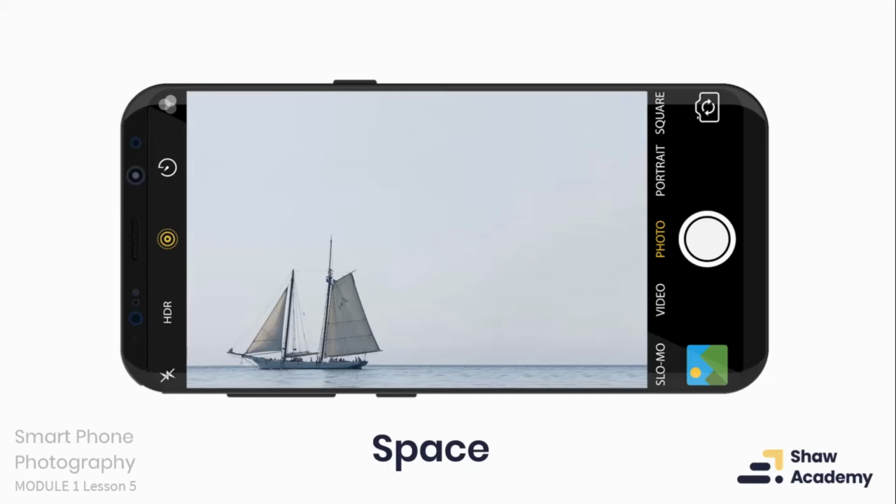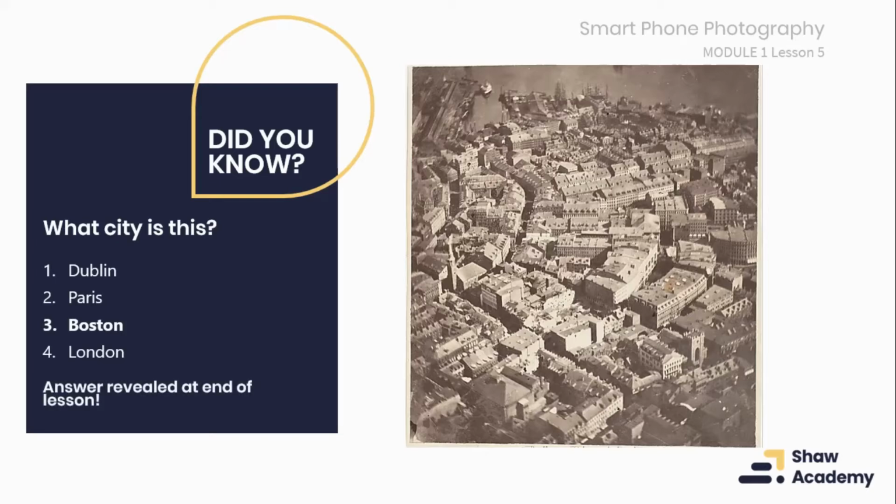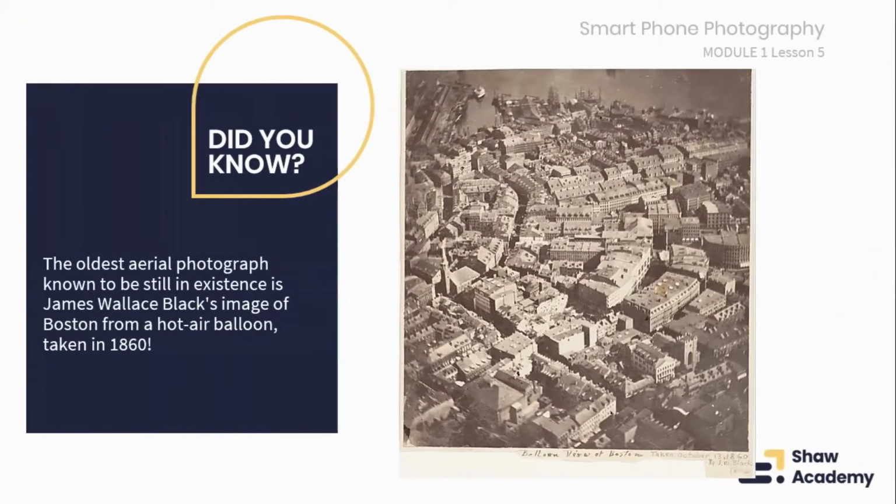Now, a lot to cover in that lesson, but don't forget we had our Did You Know earlier on, and I asked you, what city is this? Is it Dublin? Is it Paris? Is it Boston? Or is it London? You can see it's already highlighted here. It's Boston. So Boston is where this photograph was taken, number 3, and it's the oldest aerial photograph known to be in existence. Now, it's likely not the first aerial photograph. That was more than likely taken in Paris by Nadar, who was a very famous studio photographer. But as you can see here, I've uncropped it, balloon view of Boston, taken October 13th in 1860. That's incredible. Incredible photograph. So if you said number 3, Boston, you are 100% correct, and well done on getting that one right.